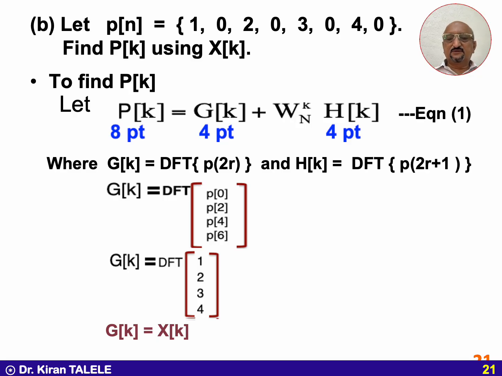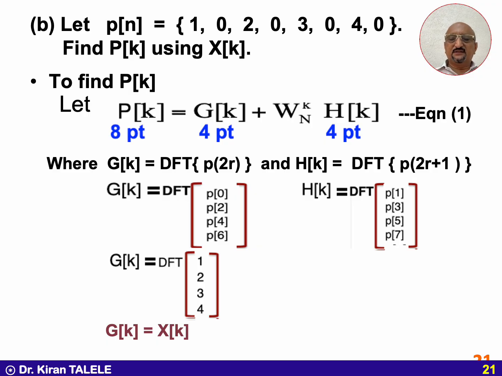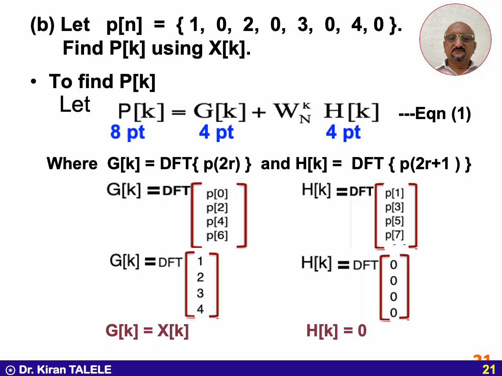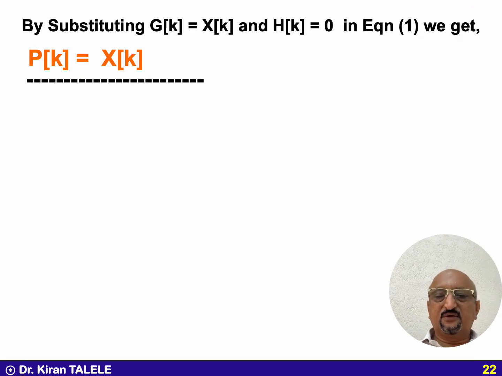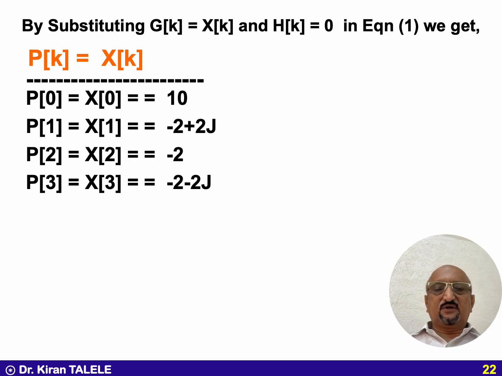Similarly, to find H of k. H of k is the DFT of p of 2r plus 1. All those values are 0. That means the DFT of 0 is 0. By substituting these values of G of k and H of k, we get P of k equal to X of k, which is P of k in terms of X of k. And now we have to evaluate this equation for every value of k. So let's put k equal to 0, k equal to 1, k equal to 2, and k equal to 3. You will get X of 0, X of 1, X of 2, X of 3, which are already calculated.